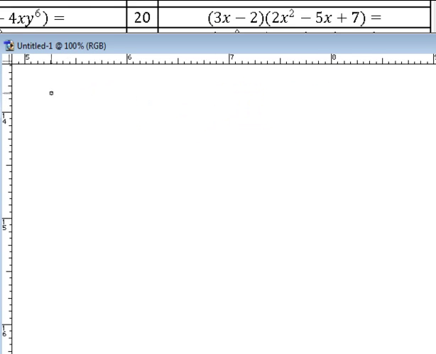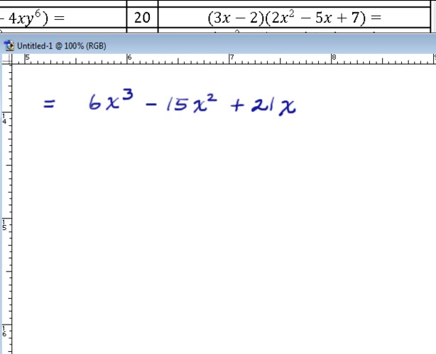Okay, number 20, we're going to multiply. All right, so we'll start by multiplying 3x times 2x squared minus 5x plus 7. And then we'll do the minus 2. Okay, so first 3x times 2x squared, so that'll be 6. 3 times 2 is 6, x cubed. And then 3x times minus 5x, that's minus 15x squared. 3x times 7, that's plus 21x.